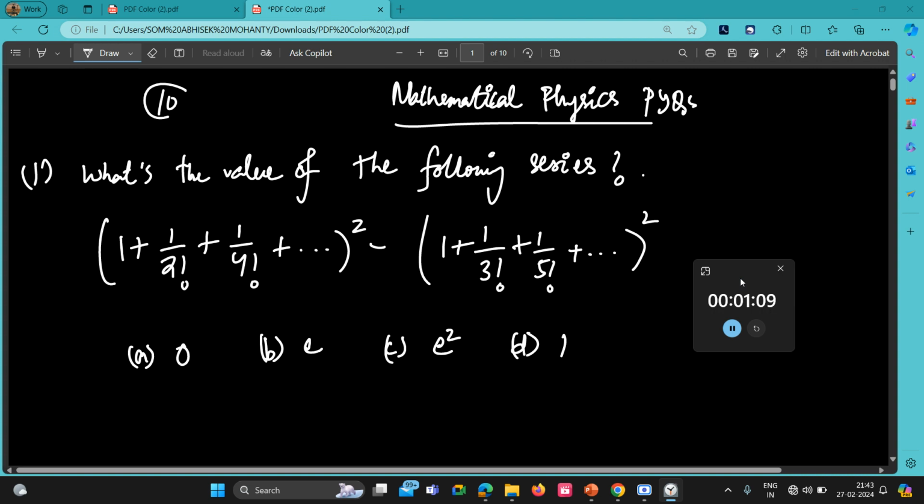Here's the value of the following series: (1 plus 1 by 2 factorial plus 1 by 4 factorial plus dot dot dot) square minus (1 plus 1 by 3 factorial plus 1 by 5 factorial dot dot dot) whole square. Please try to see what this series represents. Do you have any idea whose expansion this series actually is? Please try to decode that.